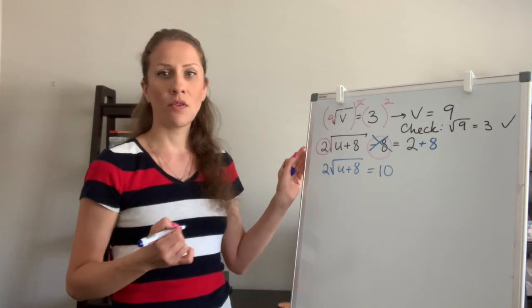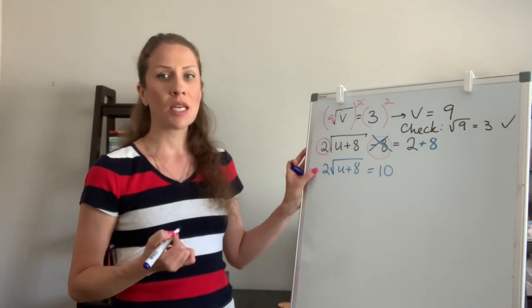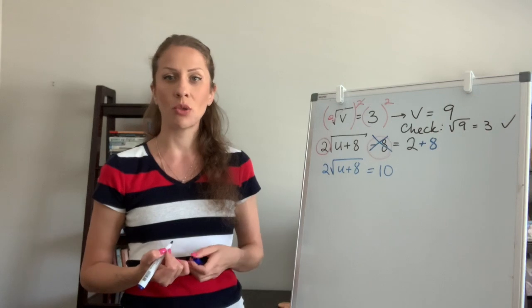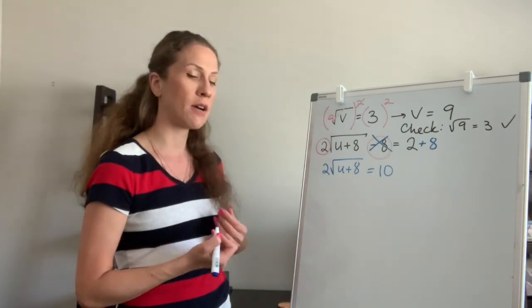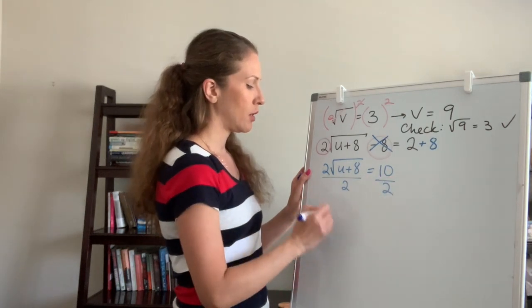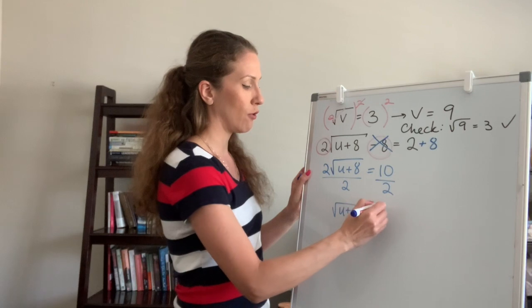At this point, the only thing that's left for us to get rid of is this 2. So this 2 is attached to my radical by multiplication. To remove it, I need to do the opposite, which is division. So I'm going to divide both sides by 2. So now I have the square root of u plus 8 equal to 5.